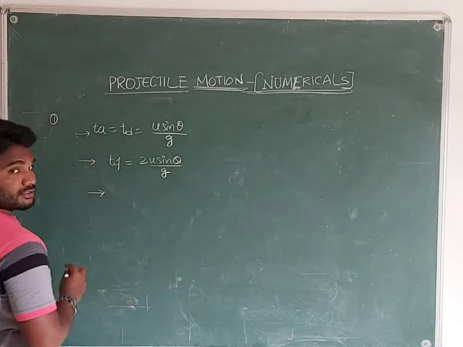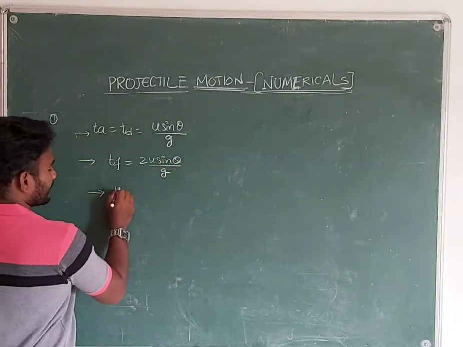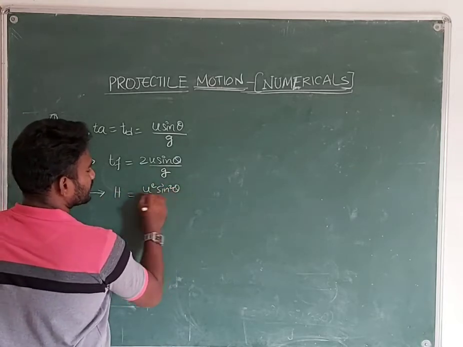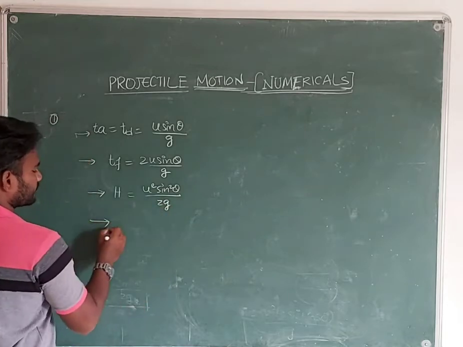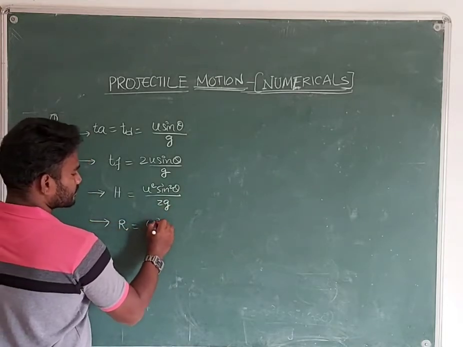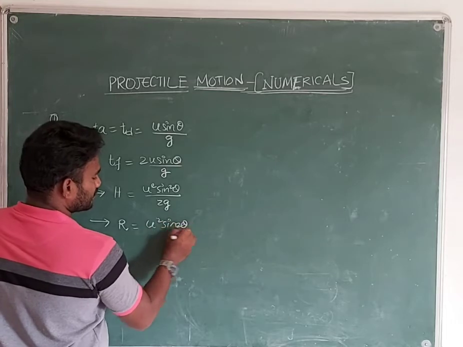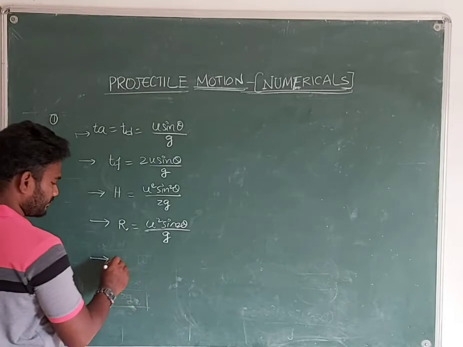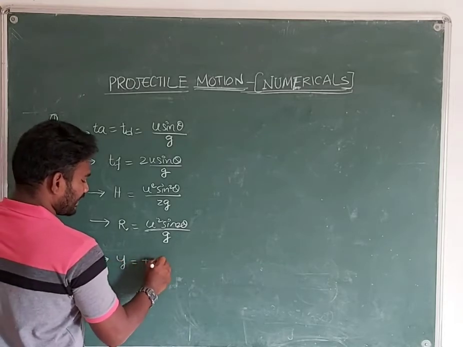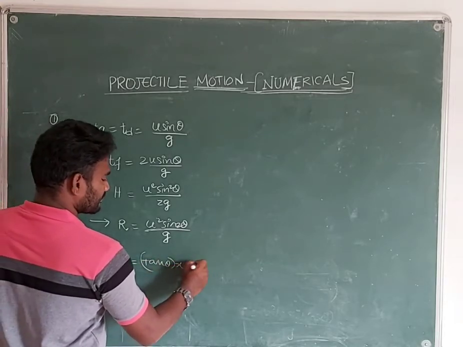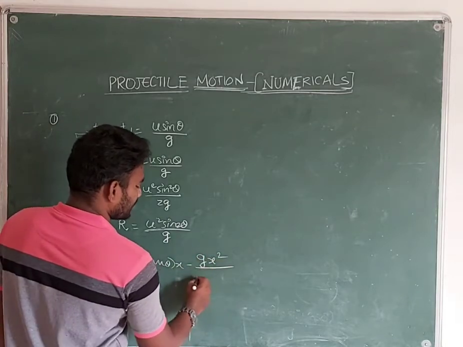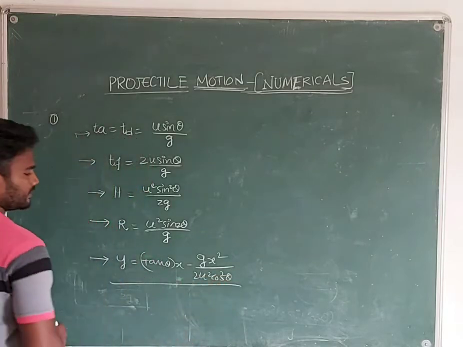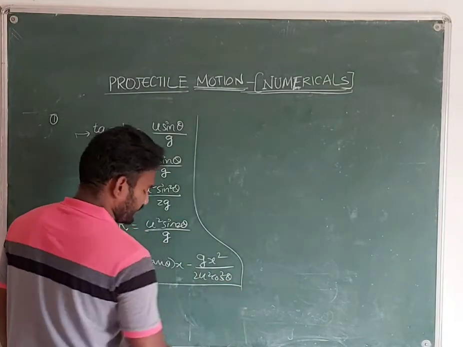The third formula: maximum height h is equal to u square sin square theta by 2g. Fourth formula: range is equal to u square sin 2 theta by g. And the equation of the parabolic path: y is equal to tan theta into x minus g x square by 2u square cos square theta. So these are the formulas we have already learnt.